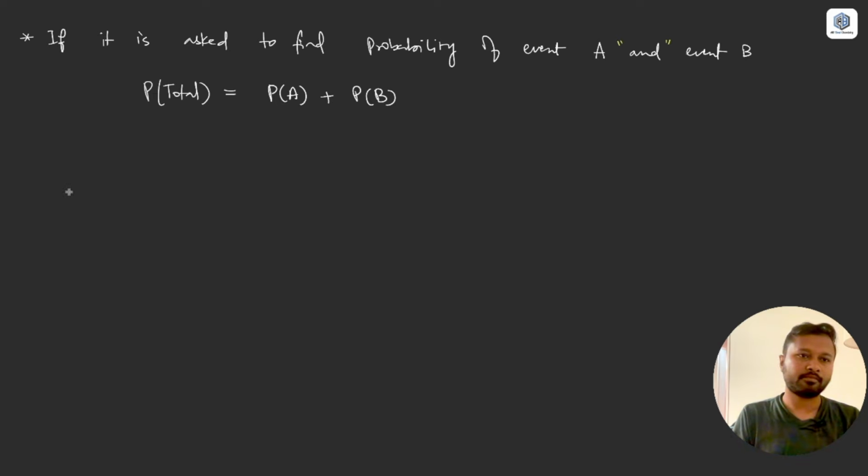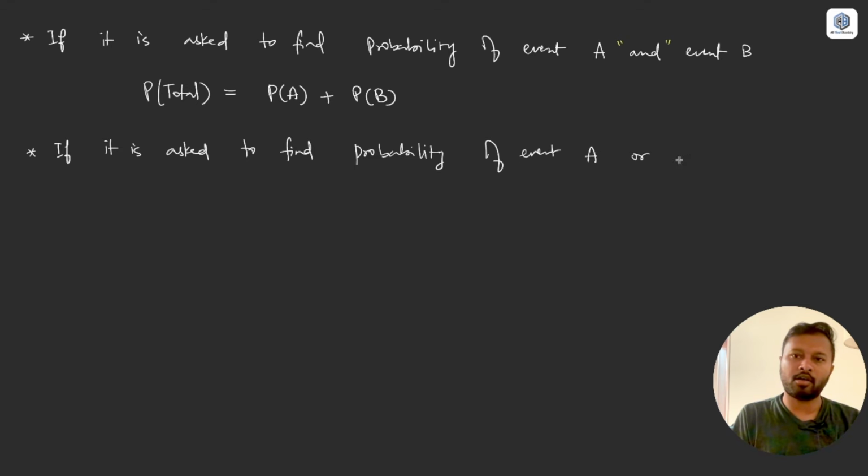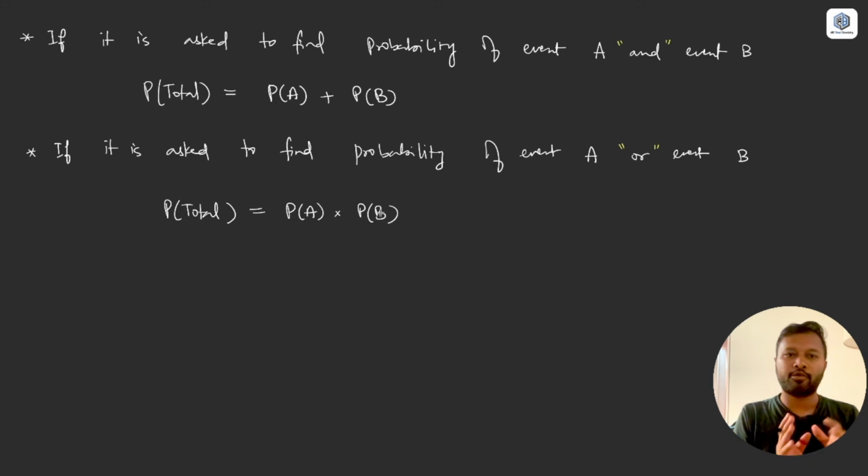But if it is asked to find the probability of event A or event B, that means if this word comes in, then your total probability will be probability of A multiplied by probability of B. So you have to multiply the probabilities to get the total probability.